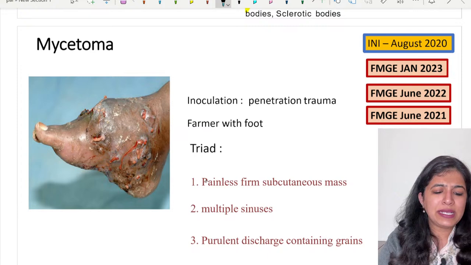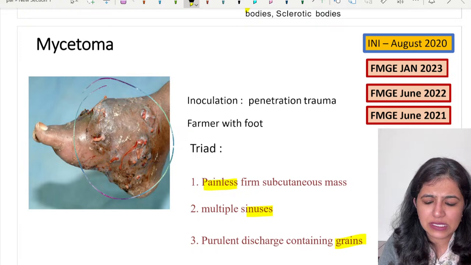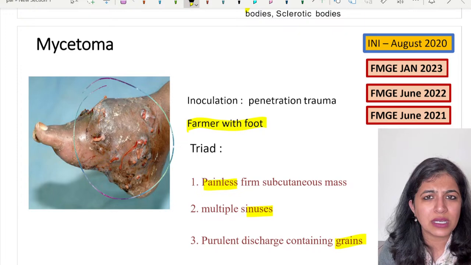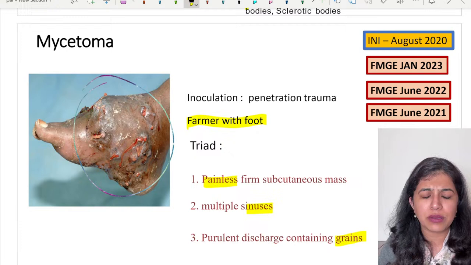Mycetoma will always be a foot swelling because that's a part of the triad: a painless subcutaneous mass with sinuses with discharge containing grains. The patient will always be a farmer with a lesion on the foot. Sporotrichosis, I'll show you again, will be lesions in a line. Chromoblastomycosis will be cauliflower-like lesions and mycetoma will be a foot swelling.